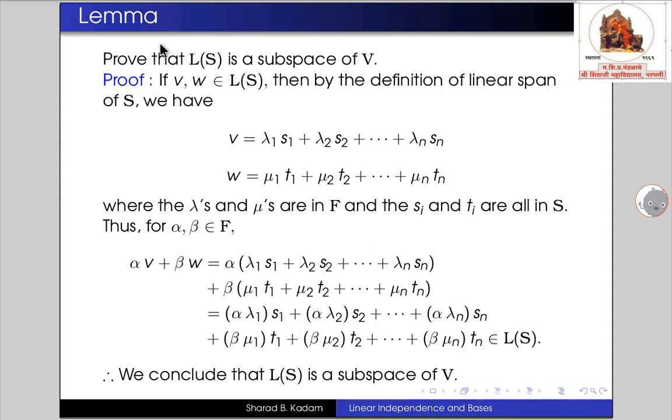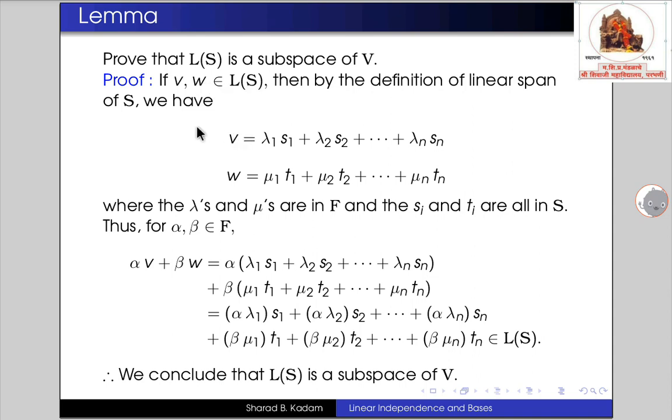Next, we have a lemma whose statement is: prove that L of S is a subspace of V. So we know that S is a non-empty set. That is why L of S will be a non-empty set. So we consider two elements V and W in the linear span of S. And by the definition of linear span of S, V and W will be linear combinations of some vectors in the set S.